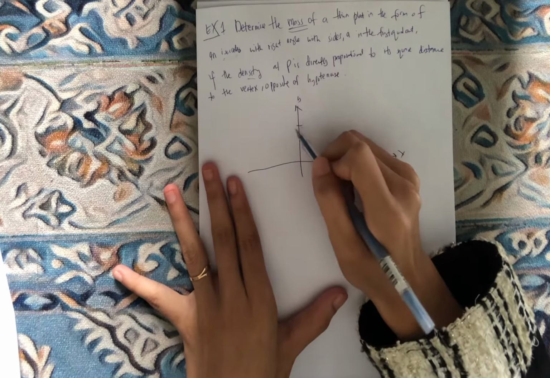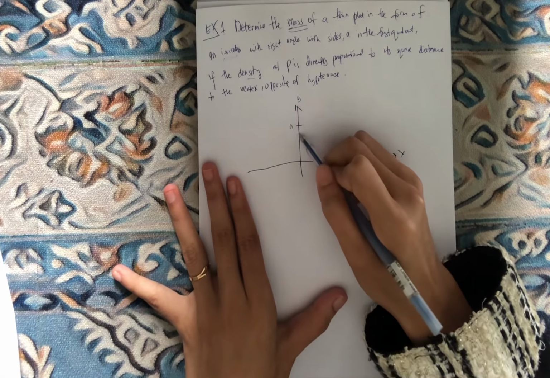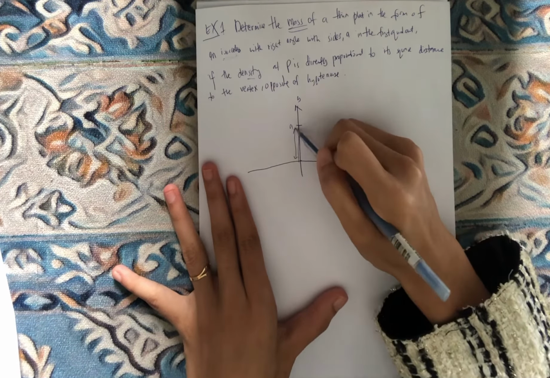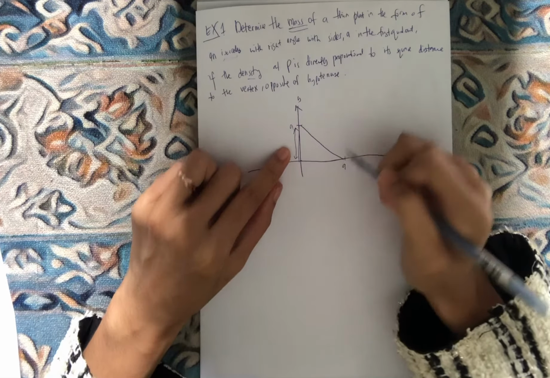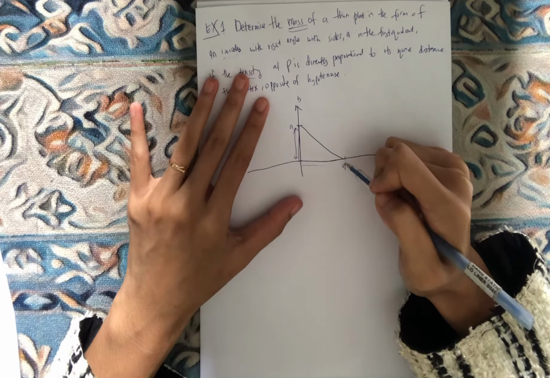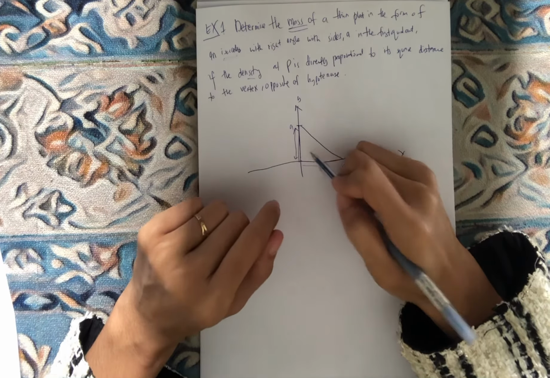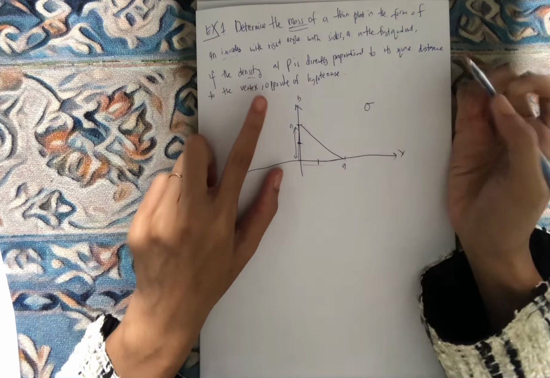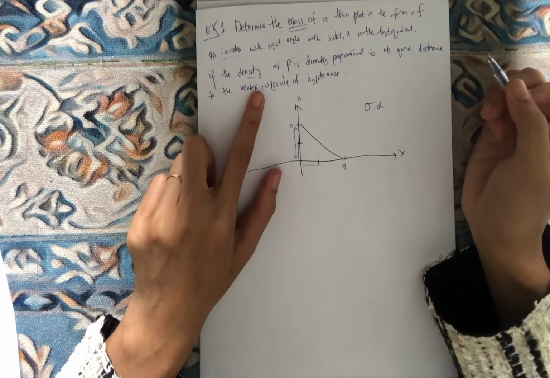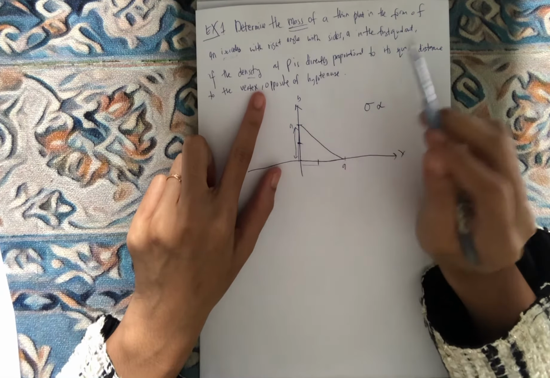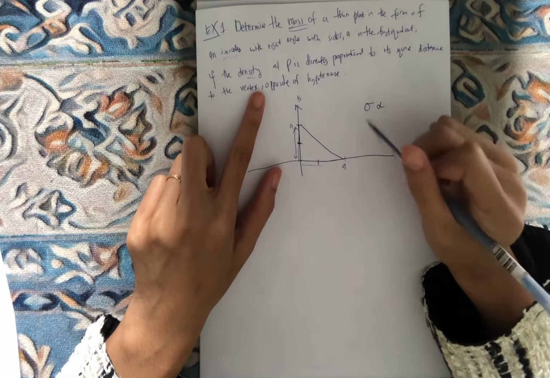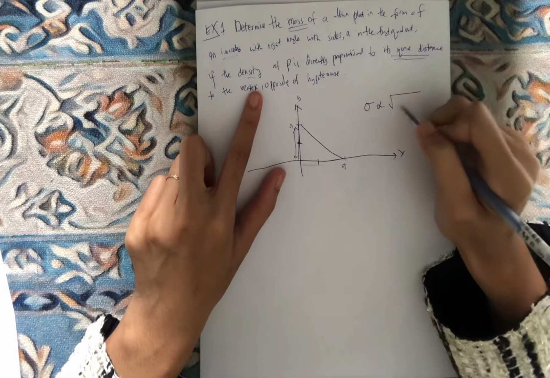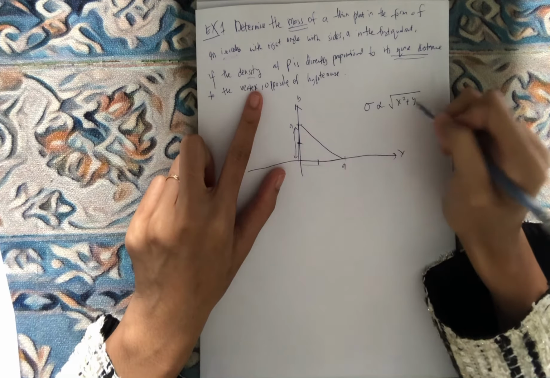It says that the length of both sides here will be the same length, which is A. A is a number. So this length and this length will be equal, A. Then I will label like this. Then it said that the density is directly proportional. This is how we write it. How do we transform this sentence into a mathematical equation? Density is directly proportional to its square distance. Square distance, x square plus y square.